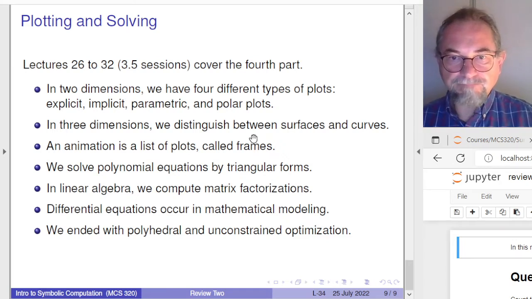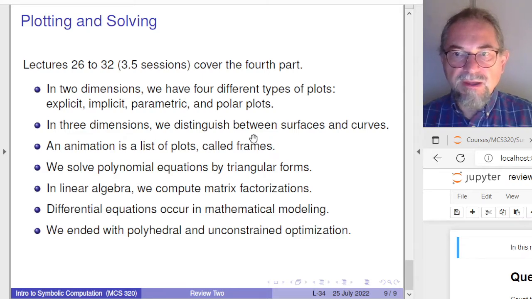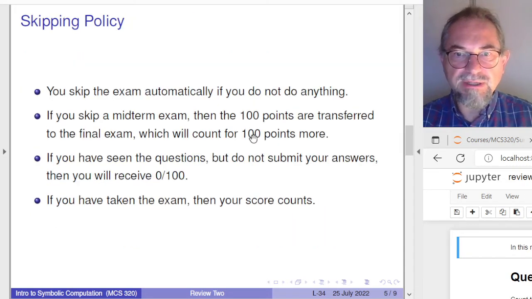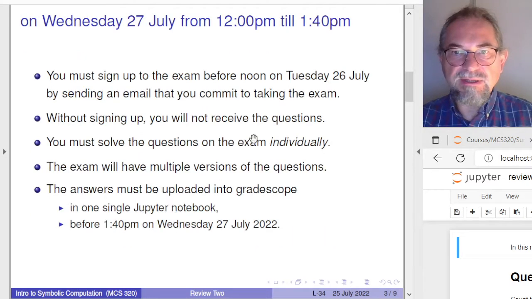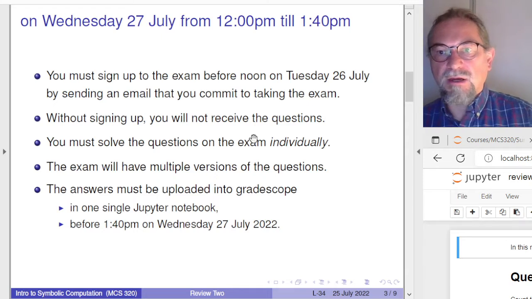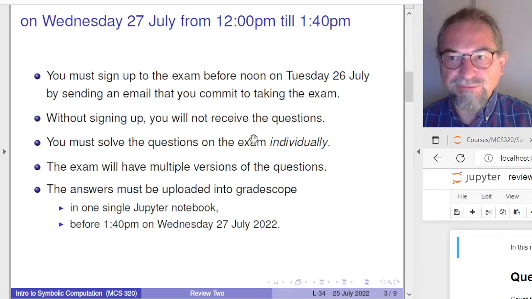Okay, I will end this slide part of the presentation of the review. Again, going back to my most important slide, that is the action item. Before Tuesday, so this lecture happens on Monday, within 24 hours of this review lecture, you will have to decide whether you commit to taking the exam or whether you will skip it.